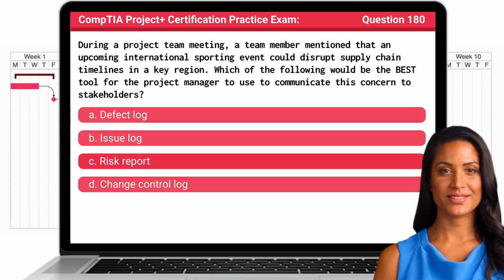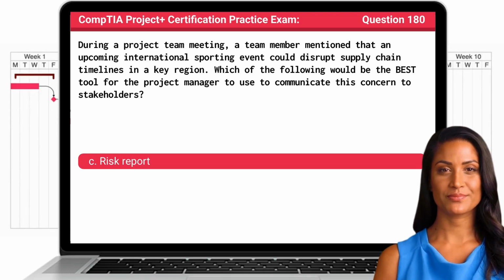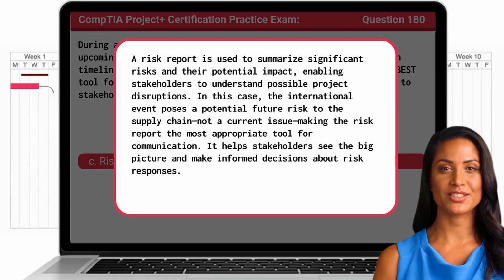The answer is C. Risk report. A risk report is used to summarize significant risks and their potential impact, enabling stakeholders to understand possible project disruptions. In this case, the international event poses a potential future risk to the supply chain, not a current issue, making the risk report the most appropriate tool for communication. It helps stakeholders see the big picture and make informed decisions about risk responses.